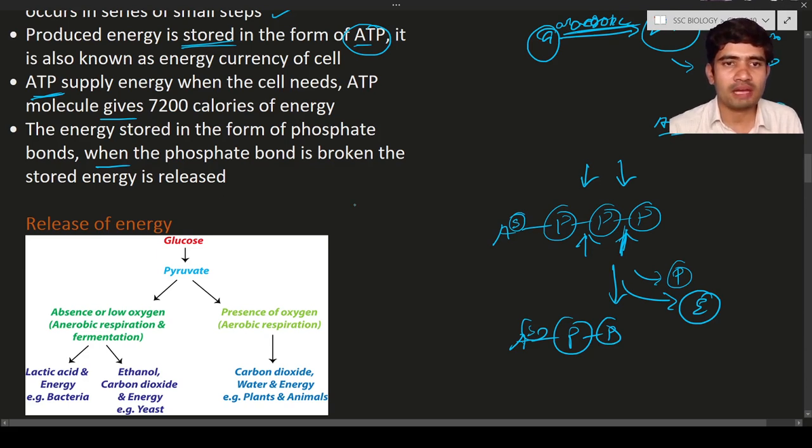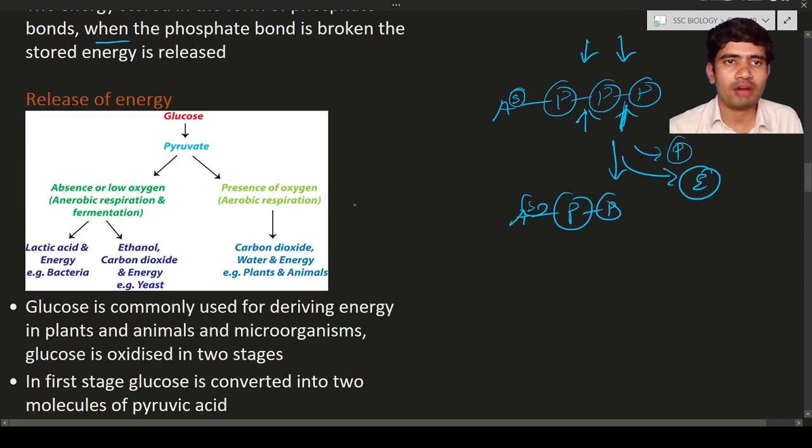Next is the release of energy. In what way is the energy released? The energy is released in many ways; there are two ways. First of all, the glucose molecule breaks down into pyruvates. Two molecules of pyruvate are formed. These pyruvate molecules may undergo aerobic respiration or anaerobic respiration.